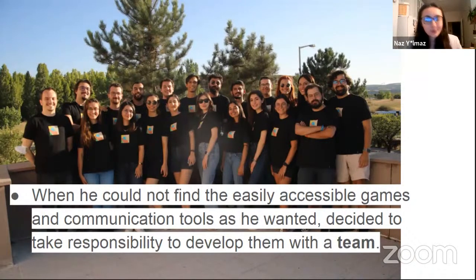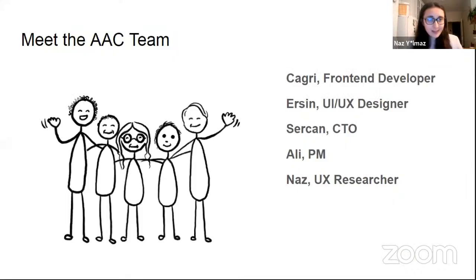Here we are, this is the Oxymo team. And this is the AAC team. The AAC team is a small team of 5 people. It consists of 1 front-end developer, 1 product manager, 1 UI and UX designer, 1 backend developer and CTO, and 1 user experience researcher, me.